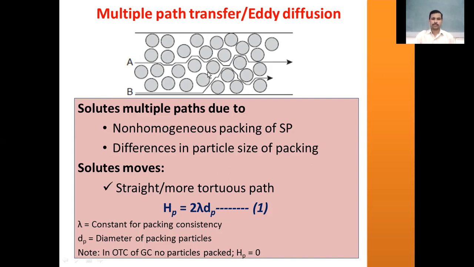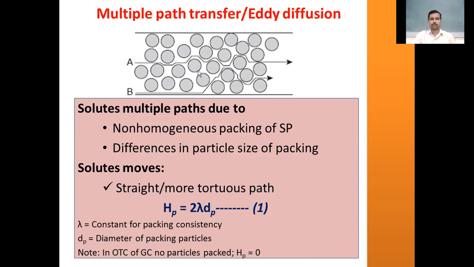During the movement of the solute through the chromatographic column, as indicated by the arrow marks, some solutes will be moving in this path, and some solutes will be moving in this path. That means some solutes will be moving linearly and some will be moving unusually by taking a tortuous path. The haphazard behavior of the solute can also be seen during its movement through the column.